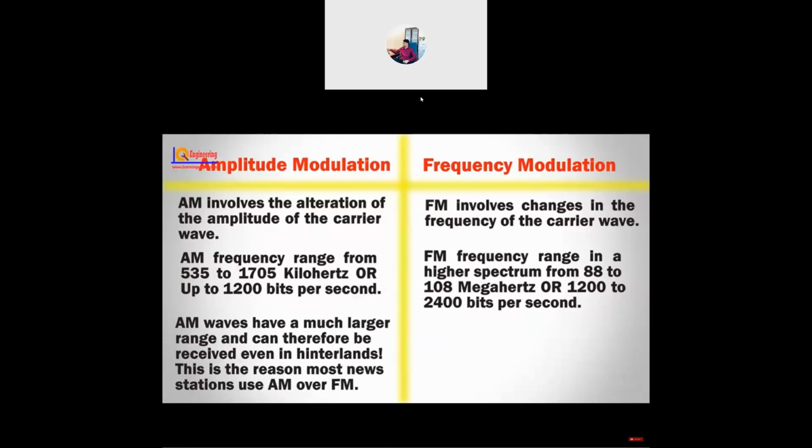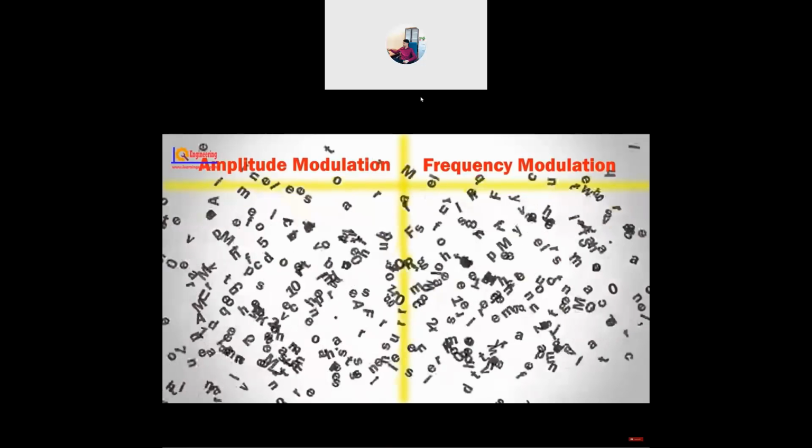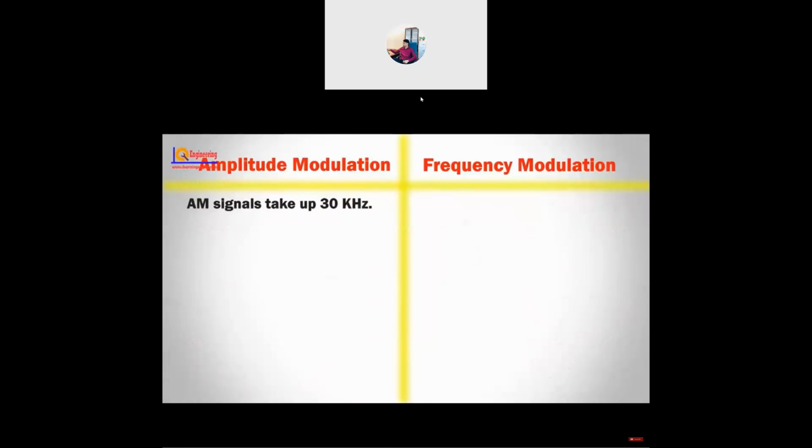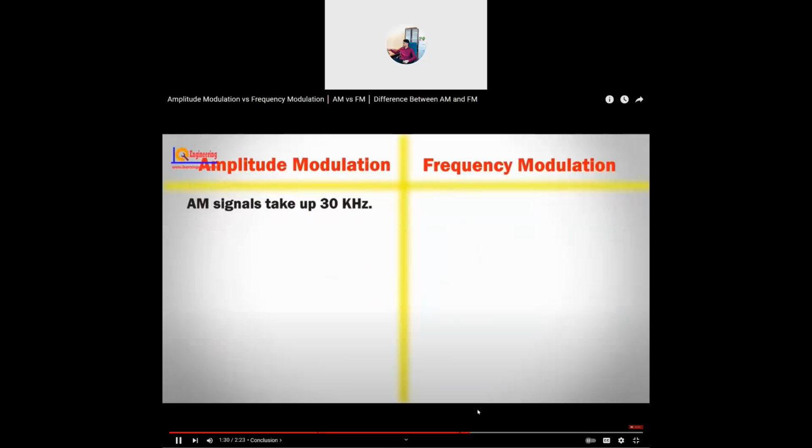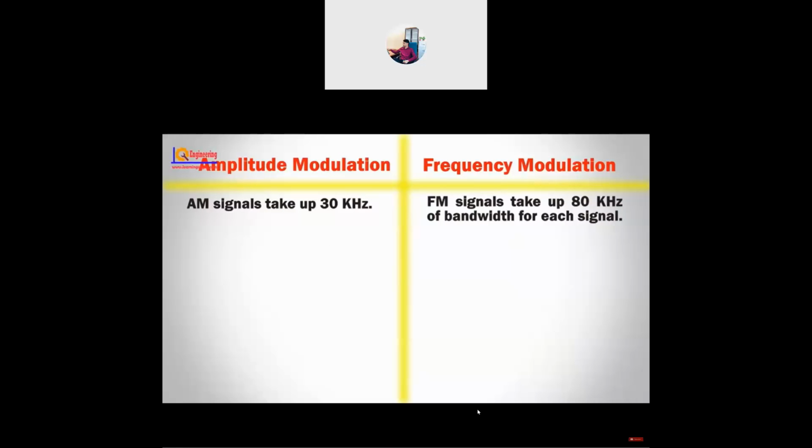AM waves have a much larger range and can therefore be received even in hinterlands. This is the reason most news stations use AM over FM. Whereas FM waves have a small range in terms of the geographical region they can cover. AM signals take up 30 kHz while FM signals take up 80 kHz of bandwidth for each signal.